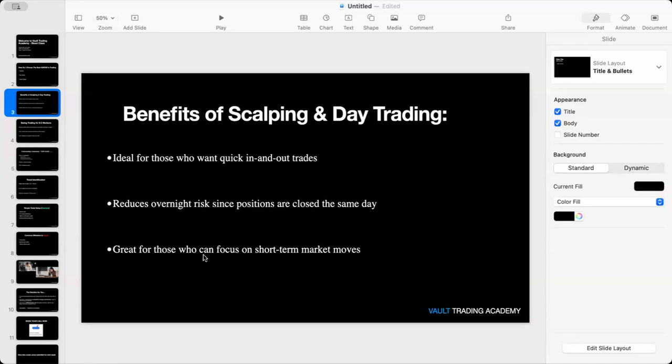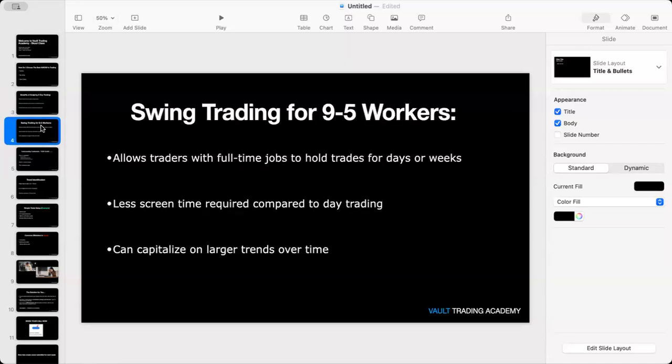Okay. So let's look at this one. This is what I was just talking about a minute ago. Swing trading for 9 to 5 workers allows traders with full-time jobs to hold trades for days and weeks. And remember, this still comes from what avatar do I want to pick and apply into my trading journey? Is it going to be day trading? Is it going to be scalping? Or is it going to be swing trading?